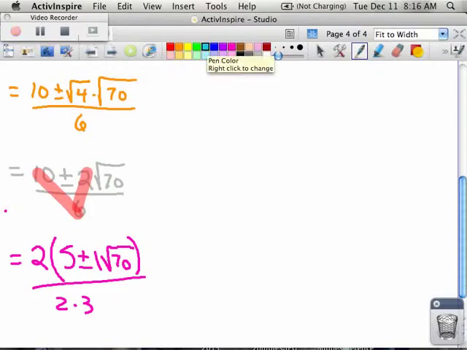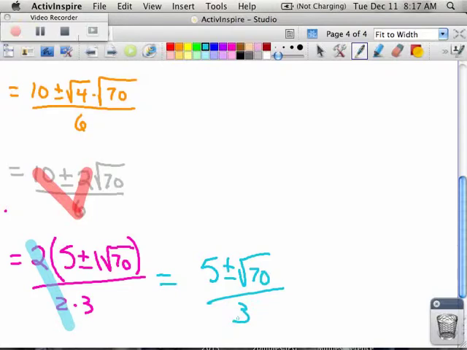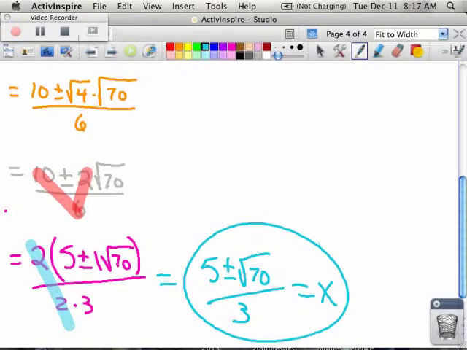As I finish up my simplification, what I notice is that the 2's reduce. So I would write my final answer, my solutions, my roots, my zeros, my x-intercepts as 5 plus or minus the square root of 70 all over 3. And these are what I would say are my x's, or in other words, where they cross the x-axis. Remember, that means that there are 2 solutions: 5 plus the square root of 70 divided by 3, and 5 minus the square root of 70 divided by 3.